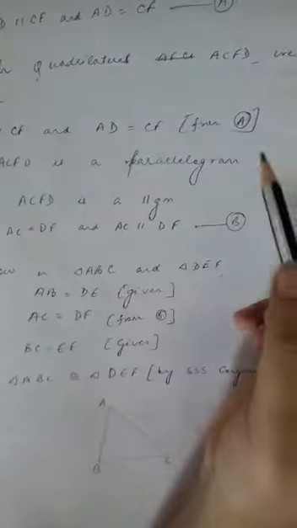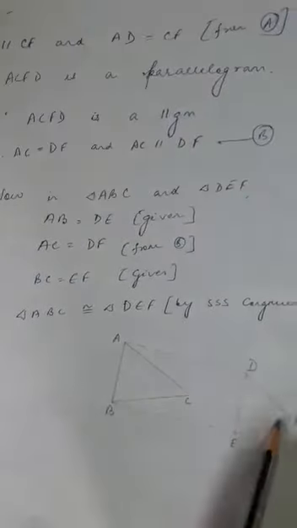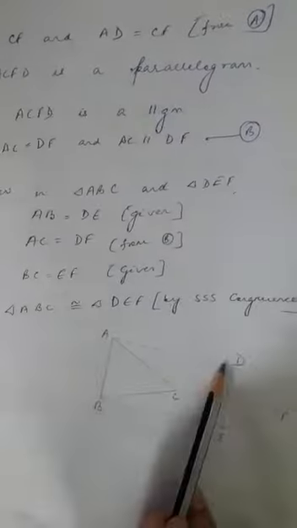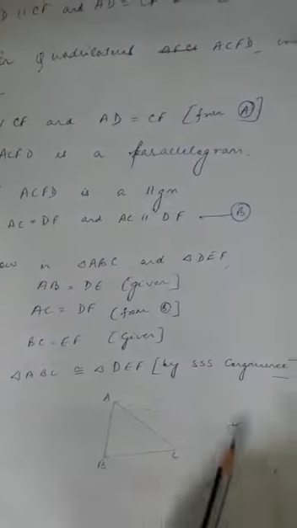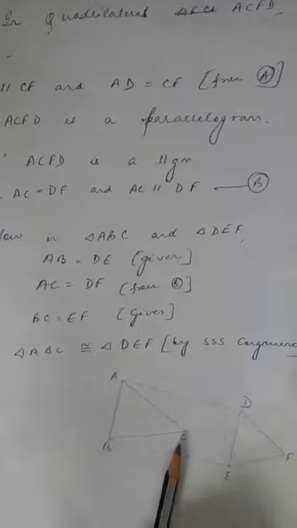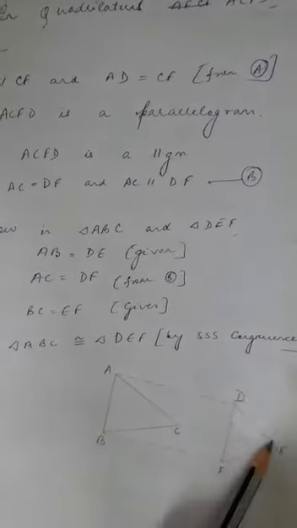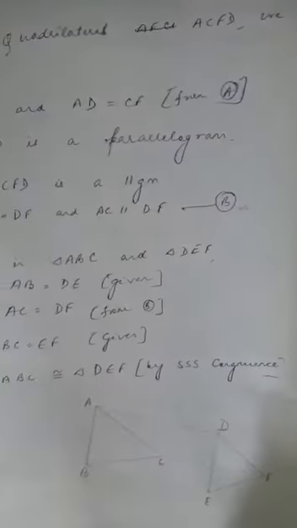Now for the fourth proof, in the quadrilateral ACFD, we have AD parallel to CF and AD is also equal to CF from equation number A. Therefore I can say that ACFD is a parallelogram. Since ACFD is a parallelogram, therefore I can say that AC is equal to DF and also parallel to DF. Keep this one as equation number B.